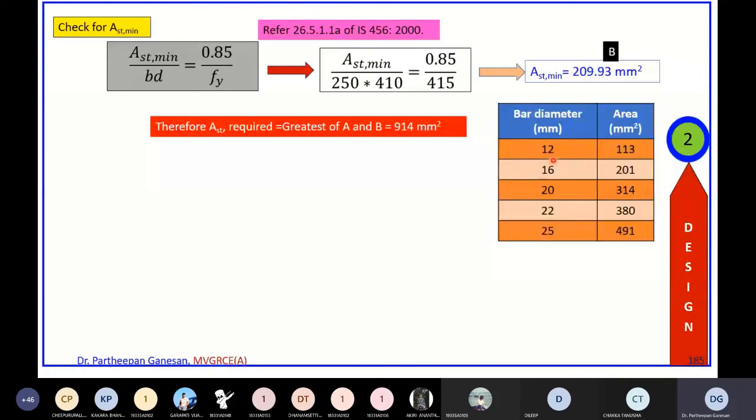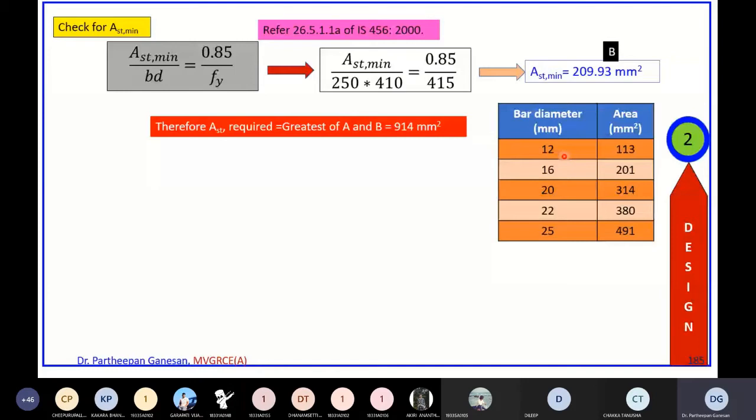You should know this table by heart because it will not be given. This is simply the area of each and every rod. So 914. If I provide 3 rods of 314, I am getting 942, which is almost close to this value, so I can choose this. It will come by experience. You have to play with the numbers here.